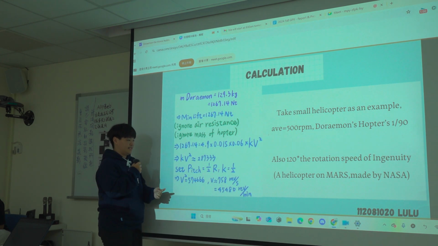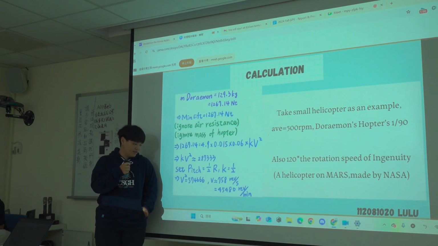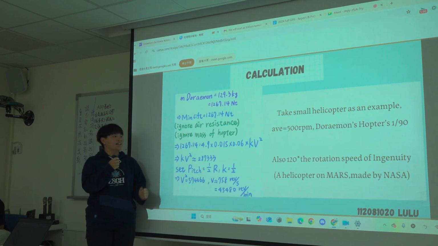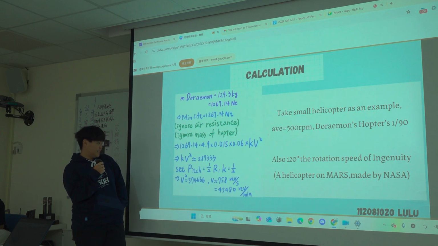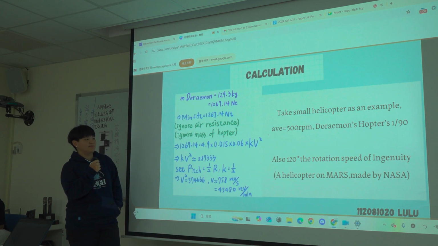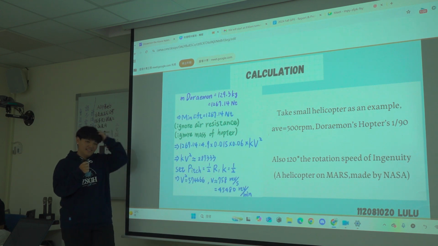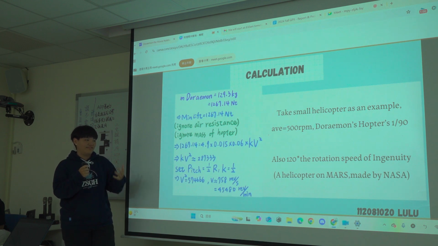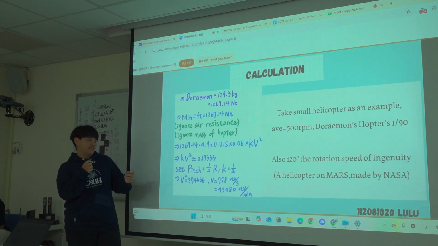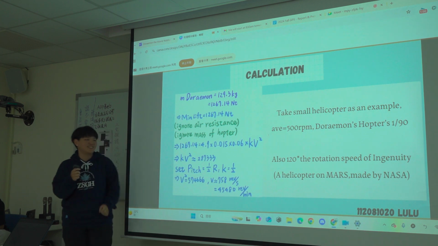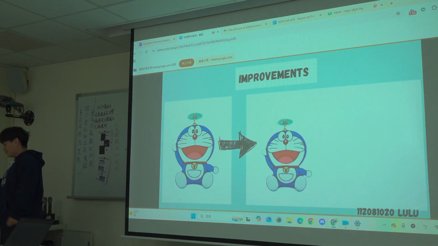Okay, so K equals 1 second, and V equals 758 revolutions per second, which also means 45,480 revolutions per minute. And take a small helicopter as an example. Average velocity is 500 RPM. So it's Doraemon's Hopter's 1/90th. And Doraemon's is too fast. And also 120 times the rotation speed of Ingenuity, a helicopter on Mars made by NASA. So it's very fast. And I've got some improvements.